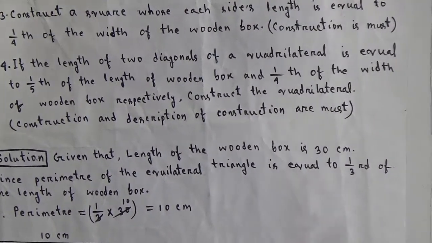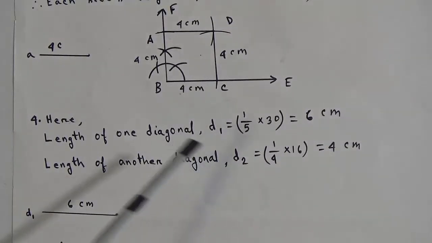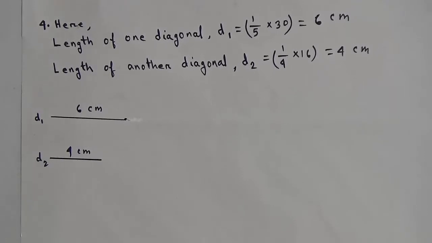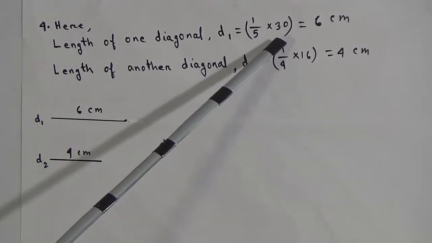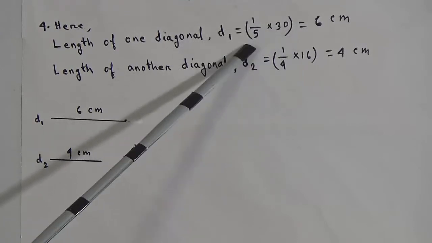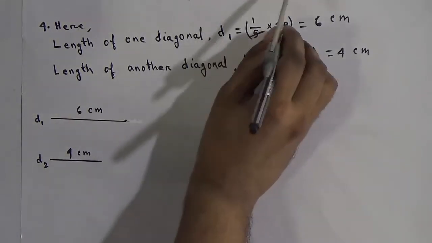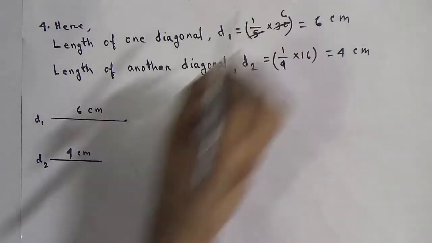Here, the length of the diagonal, we'll consider its name is D1, it will be 1/5 of the length of the wooden box. The wooden box's length is 30 centimeter, so 1/5 multiplication 30 is equal to 6 centimeter. If we cut 30/5, then 5 sixes are 30.